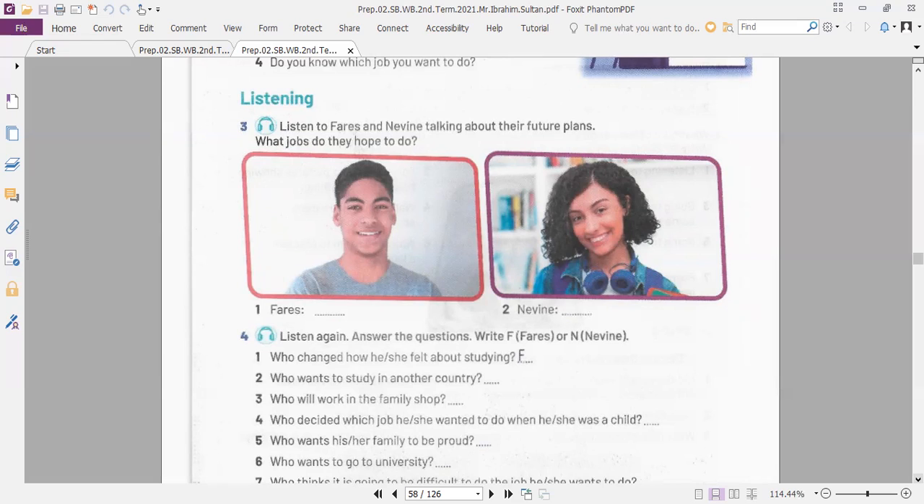Okay. Now we are going to listen about Faris and Naveen. They are going to talk about their future plans. Can you tell me after I finish what jobs do they hope to do? Okay? Yes. Faris, my name is Faris.